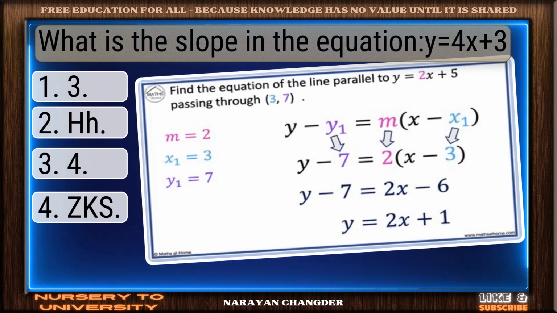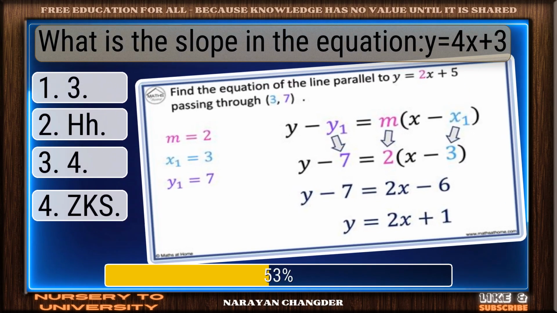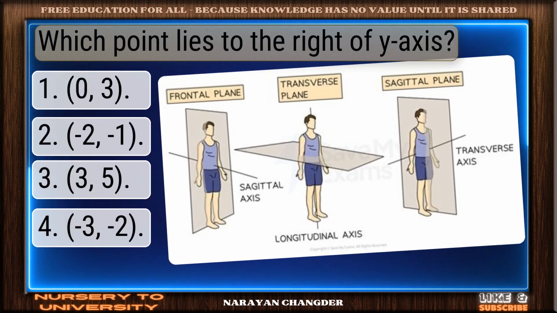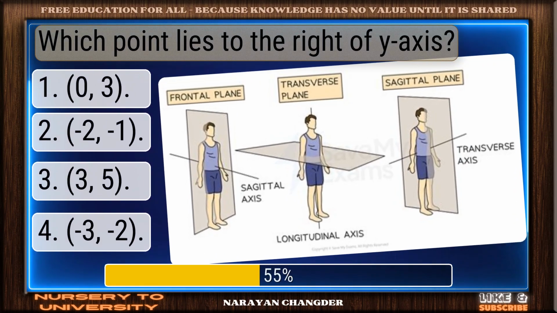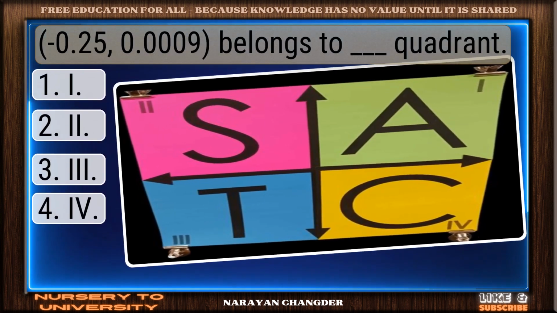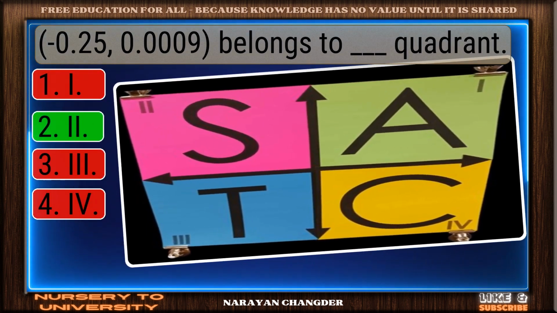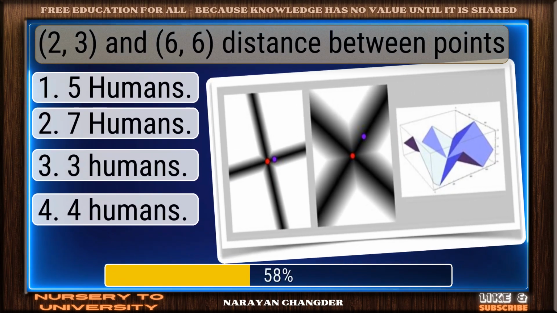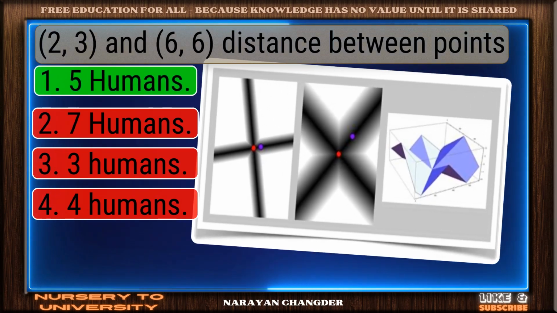What is the slope in the equation y equal to 4x plus 3? Strong choice. 4 is right. Which point lies to the right of y-axis? Right choice is best. Belongs to dash quadrant. Nicely done. I is solid. And distance between points. Smart pick. 5 units is correct.